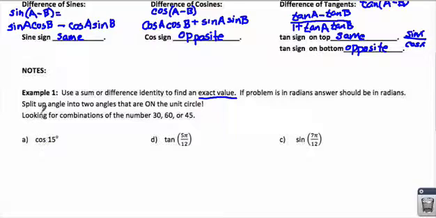For these, we're going to split up the angle into two angles that are on the unit circle. This is not on the unit circle, but if I can find a combination of 30, 60, or 45 that makes 15, remembering I can add and subtract angles, that's what sum and difference is, then I can use these formulas to find exact answers. So for cosine 15, I need to figure out if I can add or subtract any of these to come up with 15. Cosine 15 would be the same as cosine of 45 minus 30.